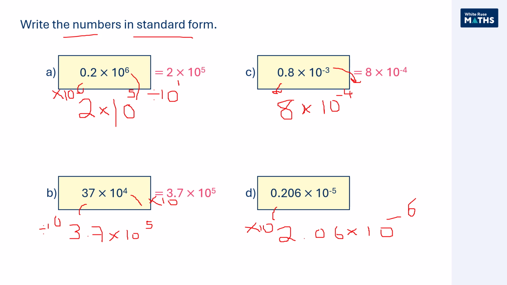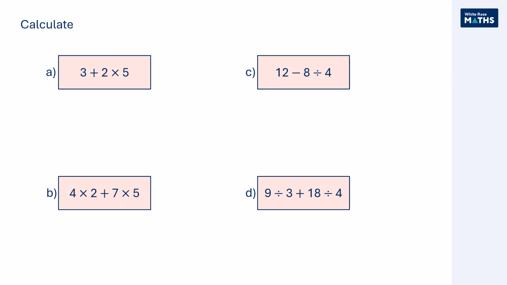Here we go. So remember, it's a number between 1 and 10 multiplied by 10 to some power. That power can be positive or negative. If it's a small number, a decimal, it's a negative power of 10. And if it's a large number, then it's a positive power of 10.